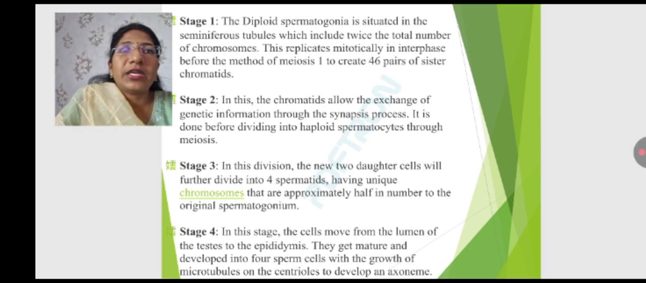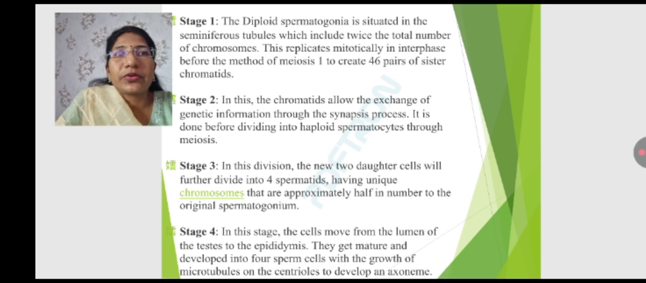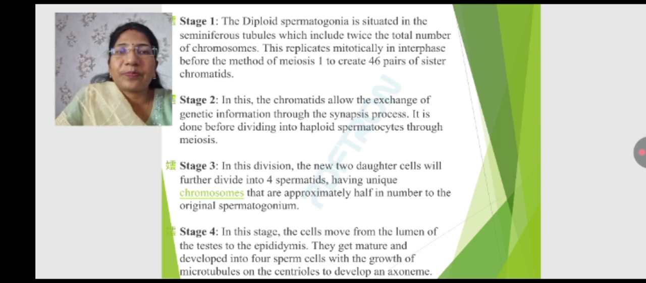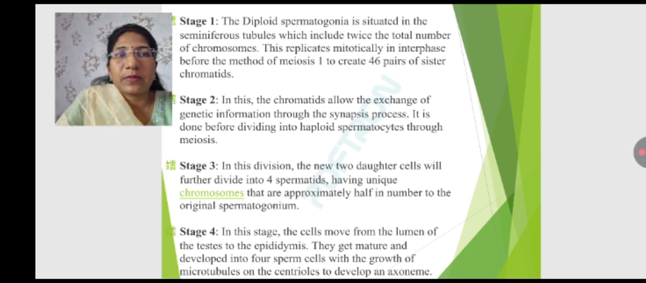In the first stage, the diploid spermatogonia situated in the seminiferous tubules, which include twice the total number of chromosomes, replicate mitotically in interphase before meiosis first and create 46 sister chromatids. In the second phase, the chromatids exchange genetic information through the synapsis process, before dividing into haploid spermatocytes through meiosis.